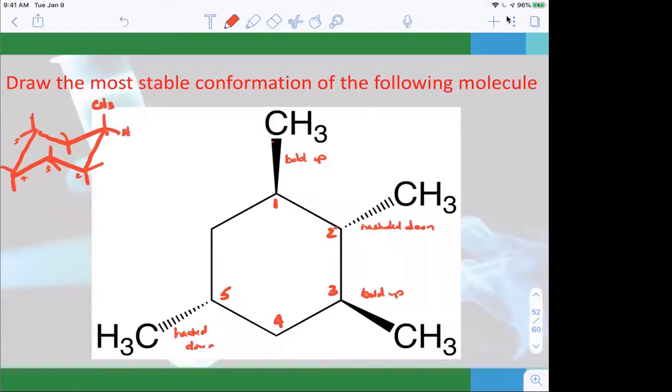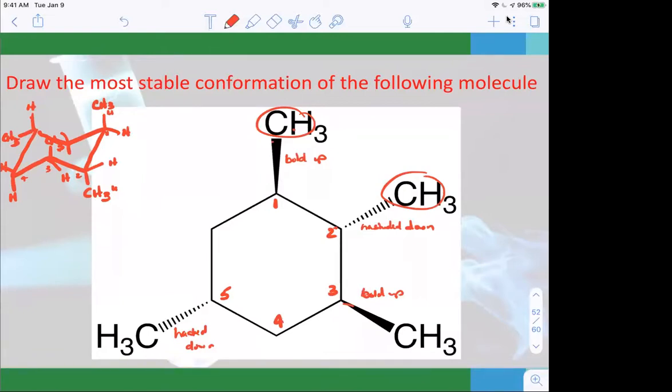On my second carbon, the methyl groups are on opposite sides, so this methyl group is down. On my third carbon, this is going to be up, so this is going to be the CH3, and this is going to be hydrogen. So I have up, up, up. Fourth carbon just has hydrogens on it. And then the fifth carbon, I have a hash down. So that's going to be my equatorial down has the methyl. My axial up has the hydrogen.